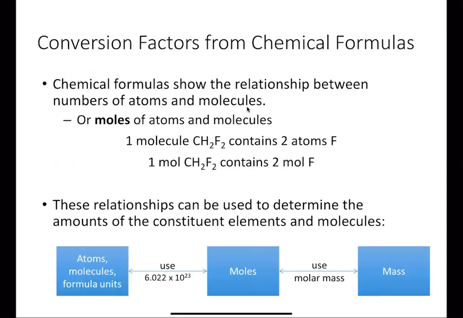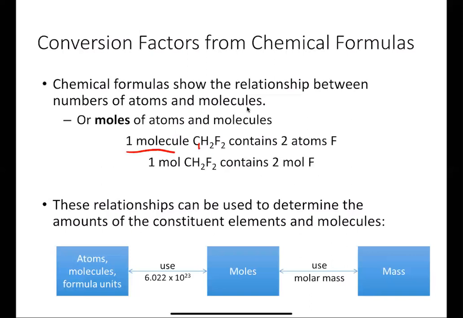Okay, so we're going to talk about calculations with chemical formulas in this section. We have seen before how to read the chemical formula. So CH2F2 really means C1, there's an invisible 1 there, right? C1H2F2. It contains 2 atoms of F, which is fluorine, 2 atoms of H, which is hydrogen, and 1 atom of C, which is carbon.